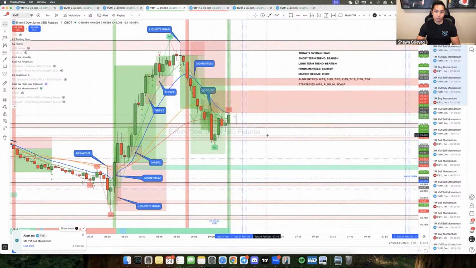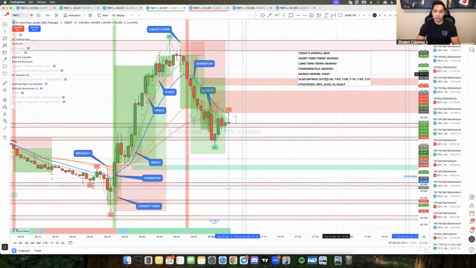All right, so we got this momentum that's currently pushing down. If this buy signal here closes, then we're going to start looking for a trade in the other direction. This right here is a flickering momentum at 7:05, so there's going to be no entry there. I'm going to update the entries right here as price continues to move along.